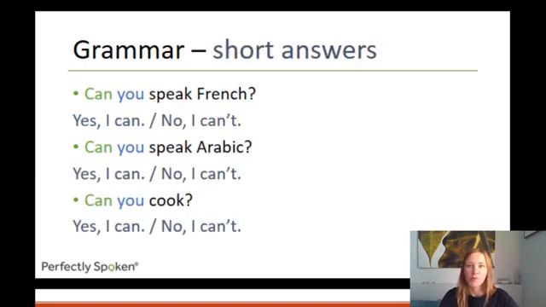And here are some examples of short answers. So, can you speak French? Yes, I can. Now here we have the emphasized form of the pronunciation. Yes, I can, not yes, I can. No, I can't. Can you speak Arabic? Yes, I can. No, I can't. Can you cook? Yes, I can. No, I can't. Okay. So it's not difficult. It's more you have to practice the pronunciation. It's very, very important, pronunciation.